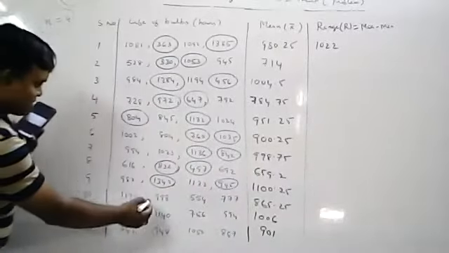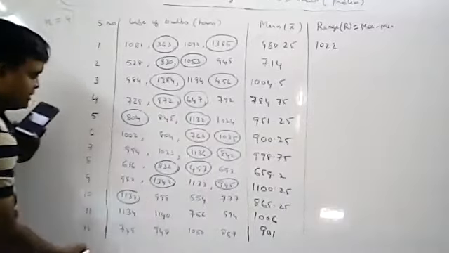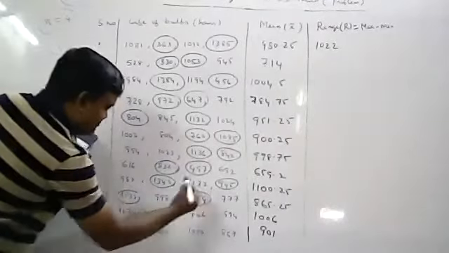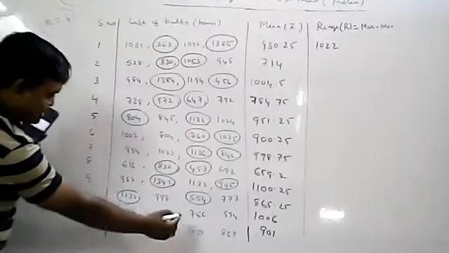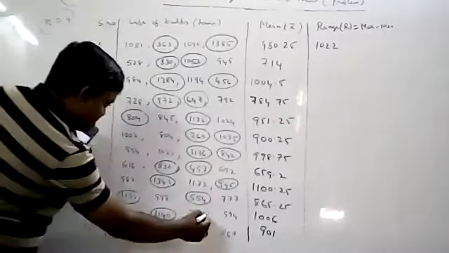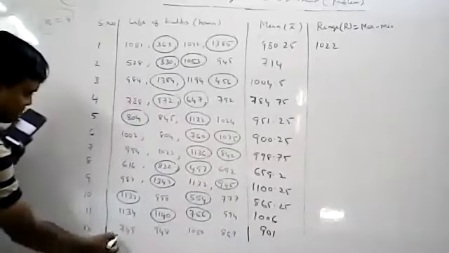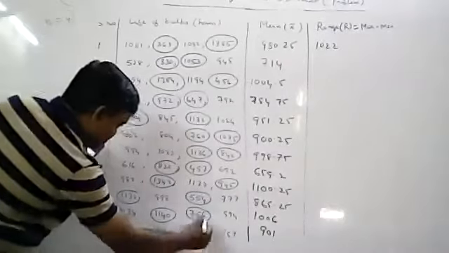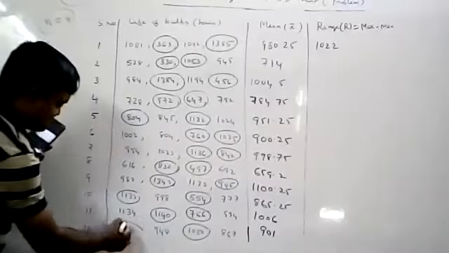Next, 10th sample. Maximum value is 1132. Minimum value is 554. Next, 11th sample. Maximum value is 1140. Minimum value is 756. Last sample. Maximum value is 1050, and the minimum value is 749.